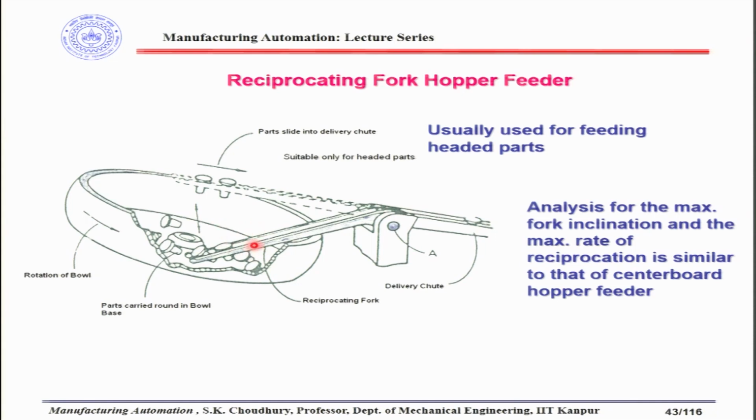So all these factors that we have considered in the center board hopper feeder apply here. The deceleration has to be limited, because otherwise the parts will be thrown out, particularly when the parts are located at the topmost position of the fork. And for a certain deceleration we have to limit the track inclination angle, because at a higher angle, although the parts will slide more easily from the track, it will take more time. So the cycle time will be more, and therefore the production rate will go down.